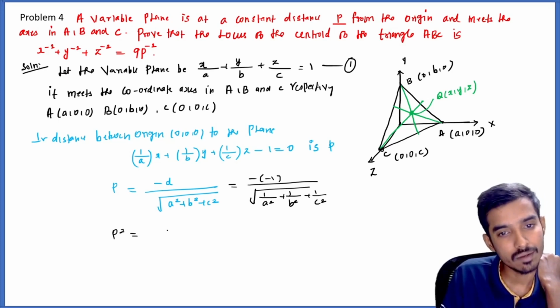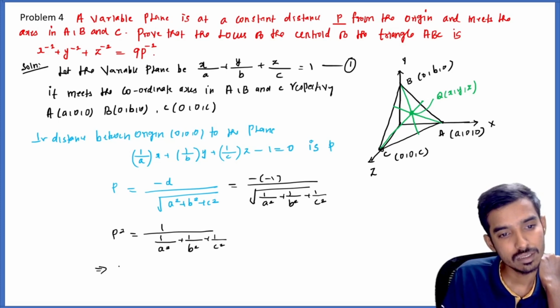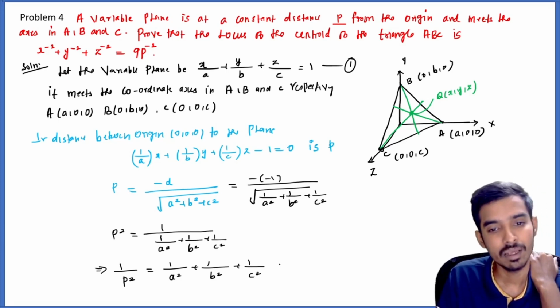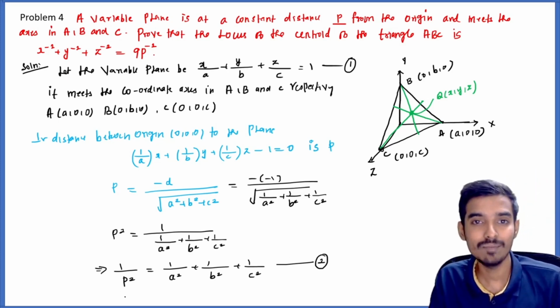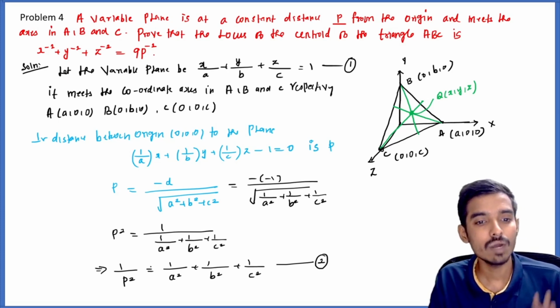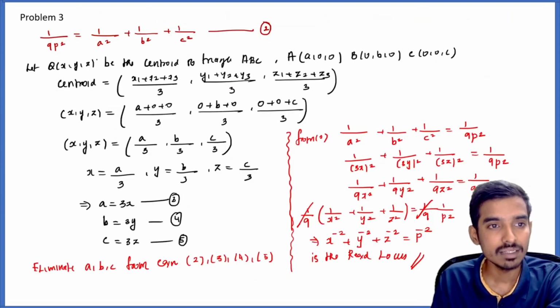So p square will be 1 divided by 1 by a square plus 1 by b square plus 1 by c square. This implies 1 by p square is equal to 1 by a square plus 1 by b square plus 1 by c square, right? Call this equation number 2. In the previous problem we got 9p square because we had 3p; here we have only 1 by p square, right? Now what did we do in the previous problem after this?